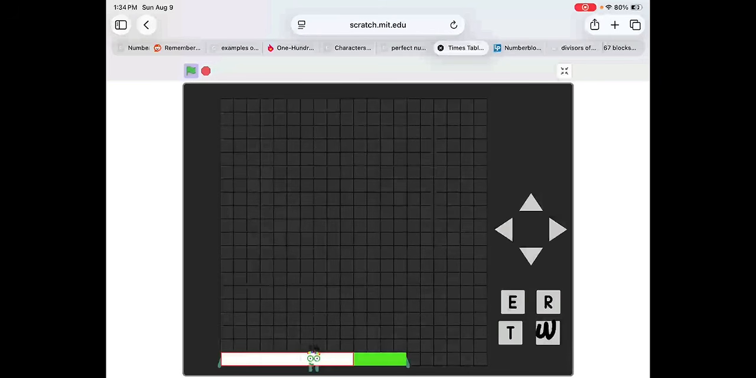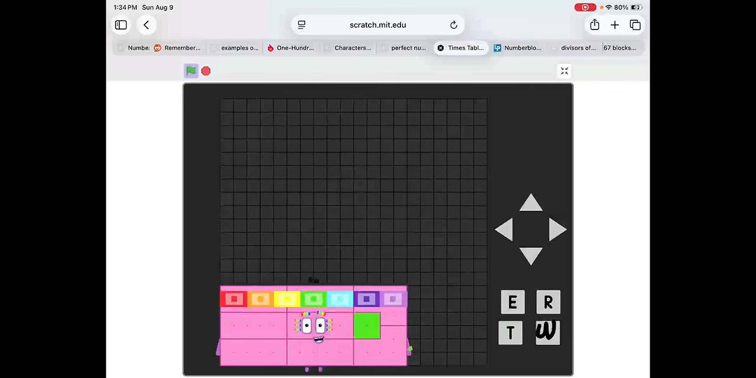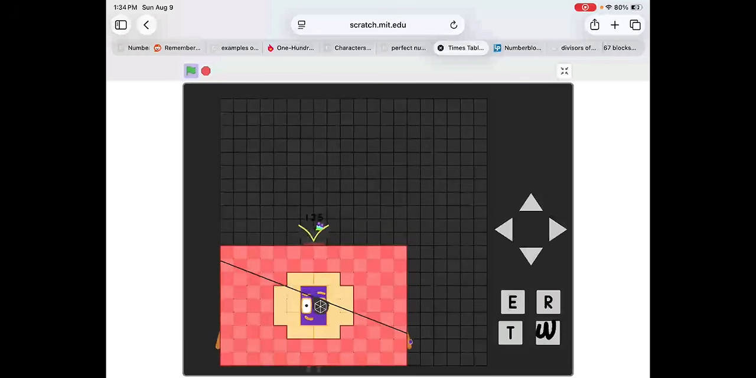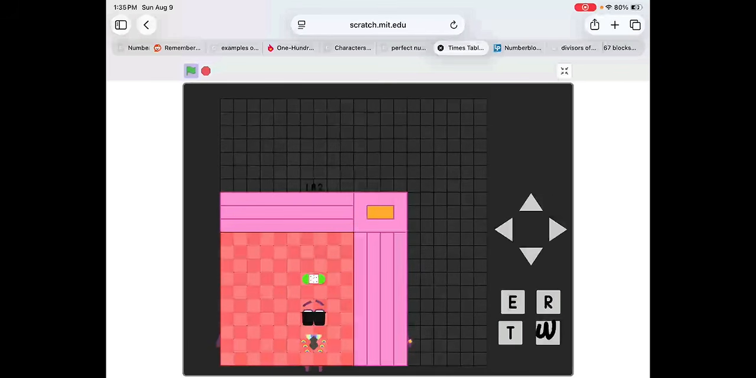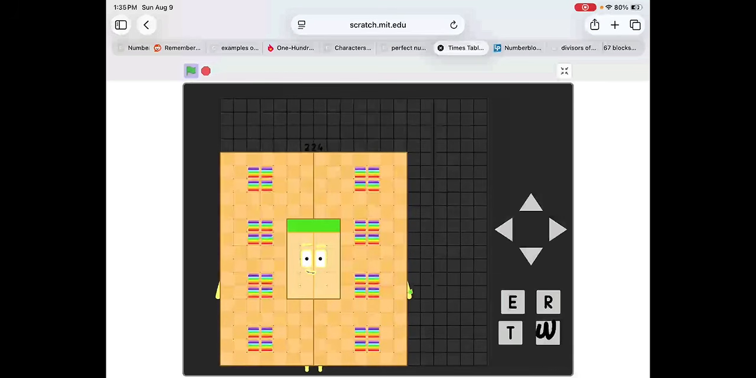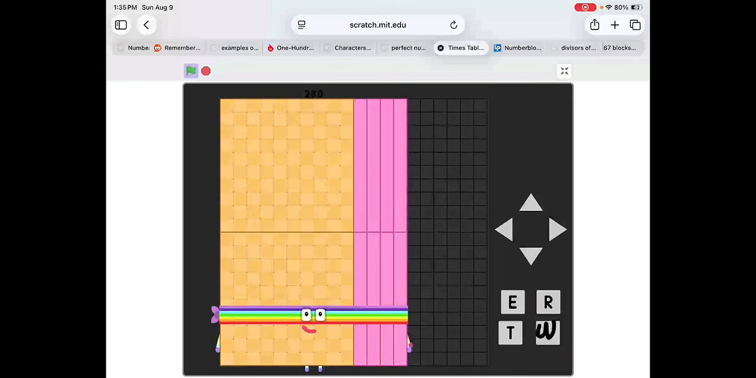Next is the 14 times table. Now this is where things are going to get a little trickier. Anyway, here we go. 14, 28, 42, 56, 70, 84, 98, 112, 126, 140, 154, 168, 182, 196, 210, 224, 238, 252, 266, 280.